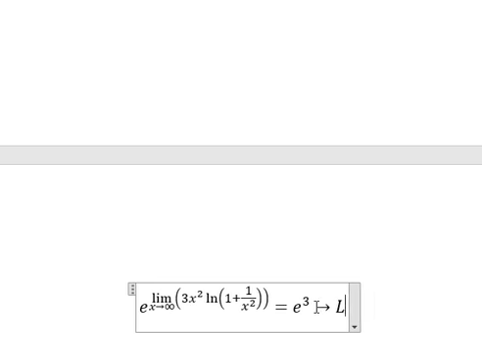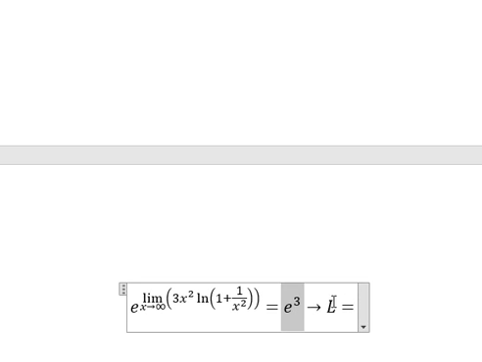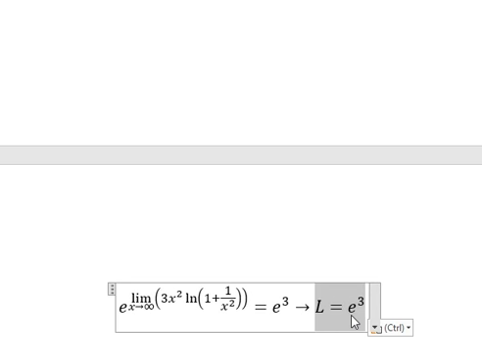So the limit, we have e to the power of 3, and this is the final answer.